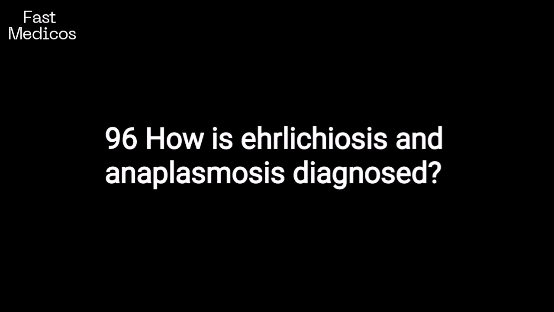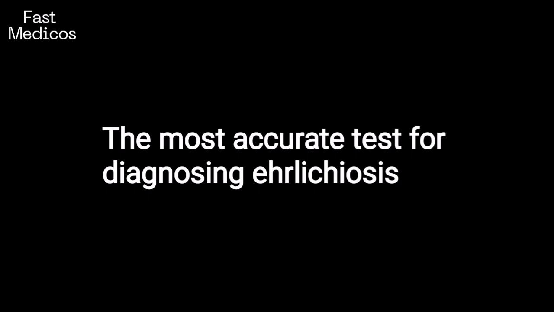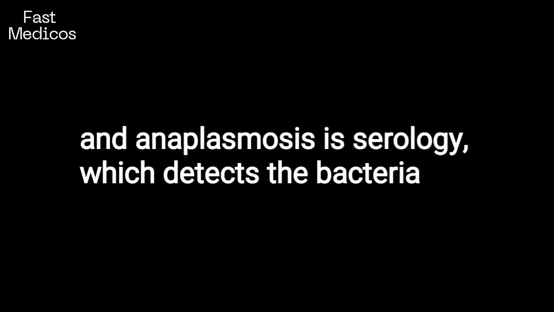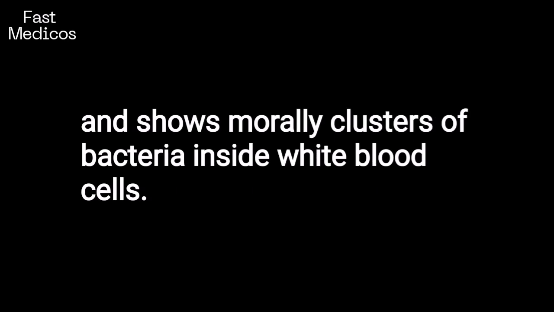96. How is ehrlichiosis and anaplasmosis diagnosed? The most accurate test for diagnosing ehrlichiosis and anaplasmosis is serology, which detects the bacteria and shows morulae, clusters of bacteria inside white blood cells.